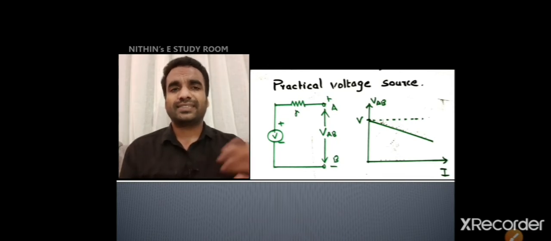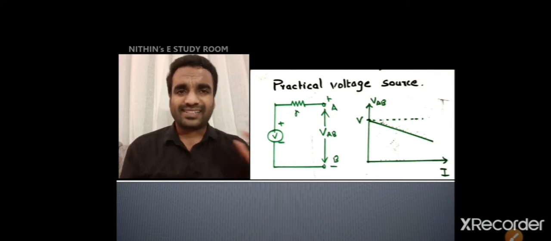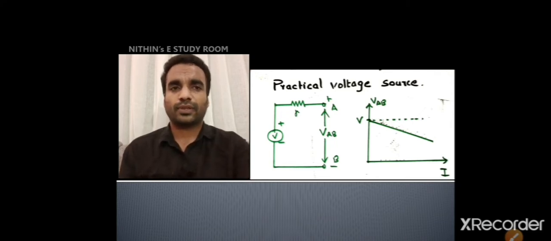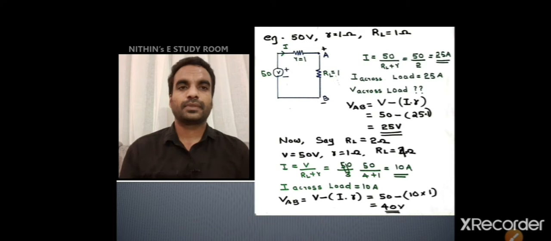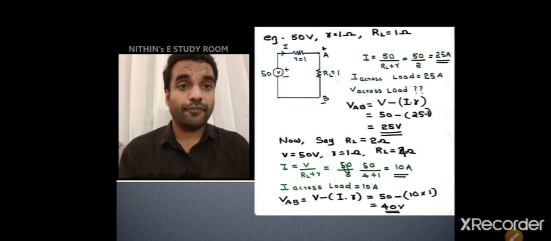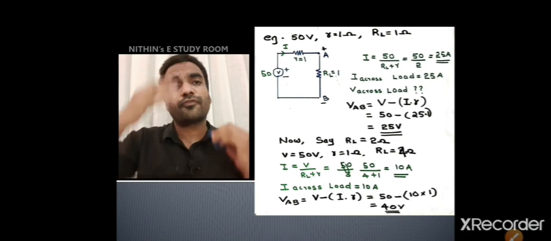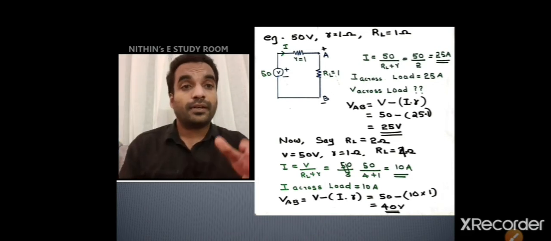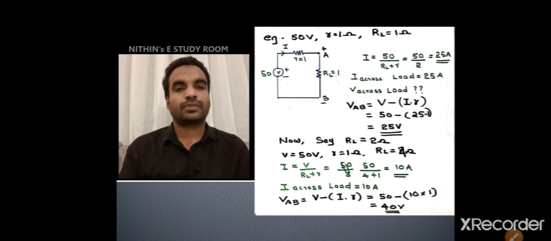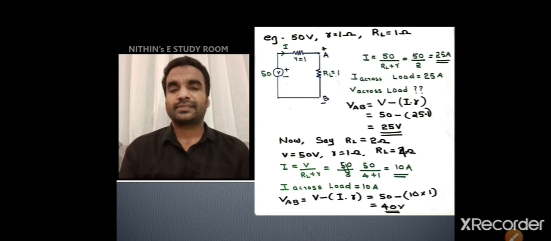Now we can check an example like what we did in the last case, for understanding the concept of a practical voltage source. You can read it in this example. I am considering a 50 volt cell with an internal resistance of 1 ohm, small r is 1 ohm, and the load resistance is also 1 ohm. The case is very clear.